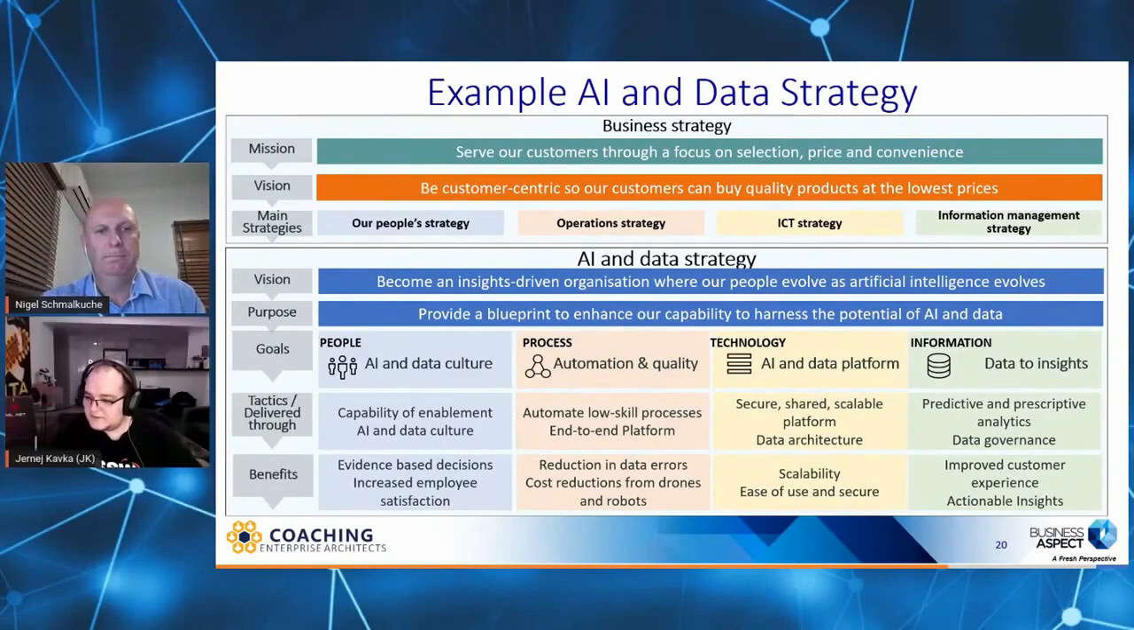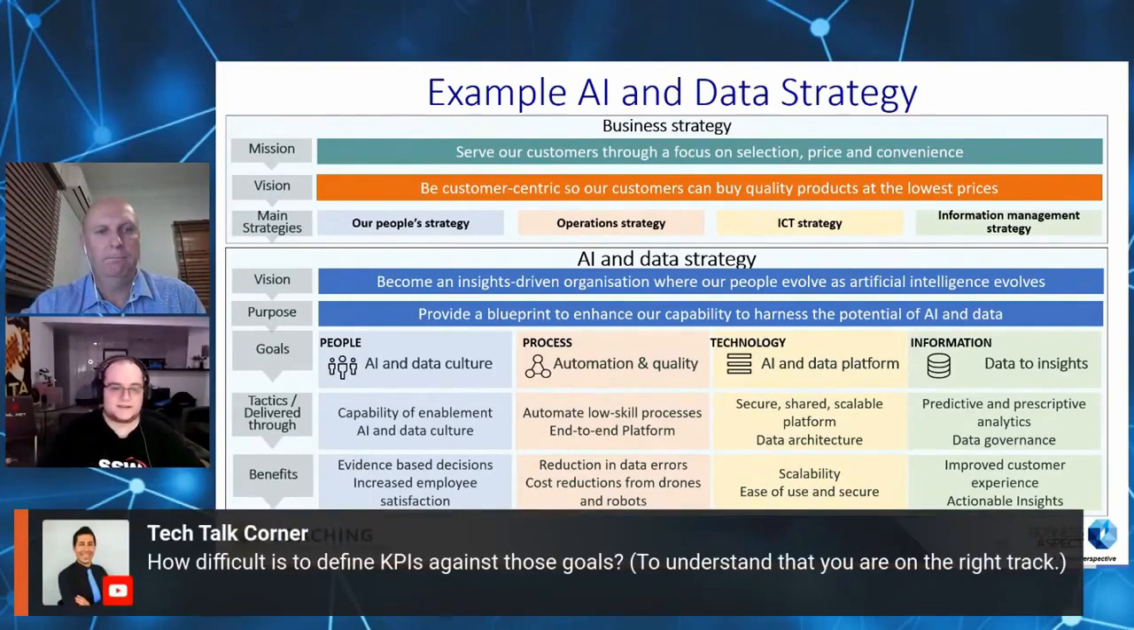So we got one question. How difficult is it to define KPIs against those goals to understand that you are on the right track? That's from David. Yeah, so for instance, the benefits are broadly covering the KPIs, and evidence-based decisions, I think that's a pretty hard one.